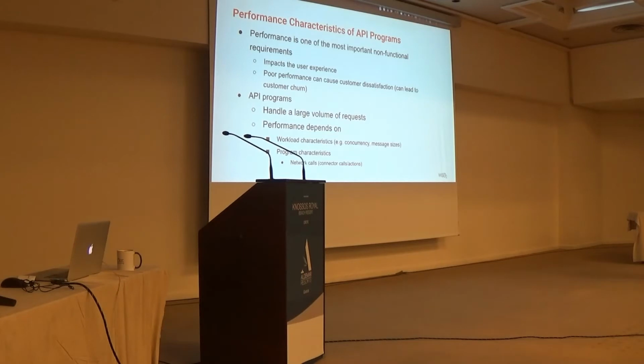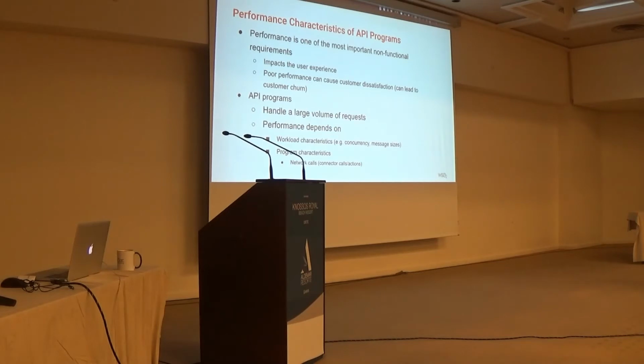There are two main things that impact the performance. Right? The first thing is, of course, the characteristics of the incoming workload. Here we are talking about the arrival rate, the inter-arrival time distribution, the concurrency, the message size, and so on. Right? The second thing is the characteristics of the program itself. So you have the incoming workload characteristics and the program. This is what decides what the performance is.